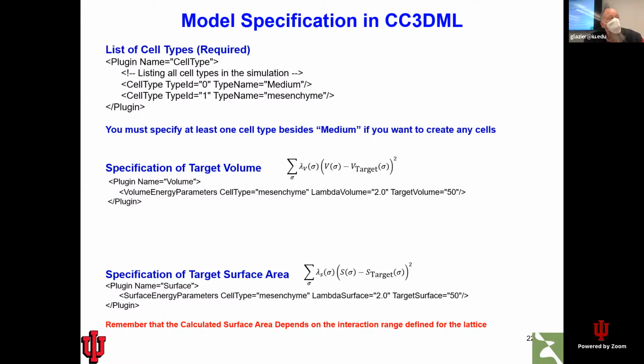And then the volume, target volume is specified here by something called volume plugin. And we say volume energy parameters. You say which cell type, and then lambda volume, and then the target volume. Now we're actually going to find that for a lot of the things we do, we want to be able to have different cells of the same type have different target volumes, or we want to be able to change the volumes of the cells in time. And when we do that, we're going to define those lambda volume and target volume in Python instead of in the XML. So we'll see a slightly different syntax a little bit later.